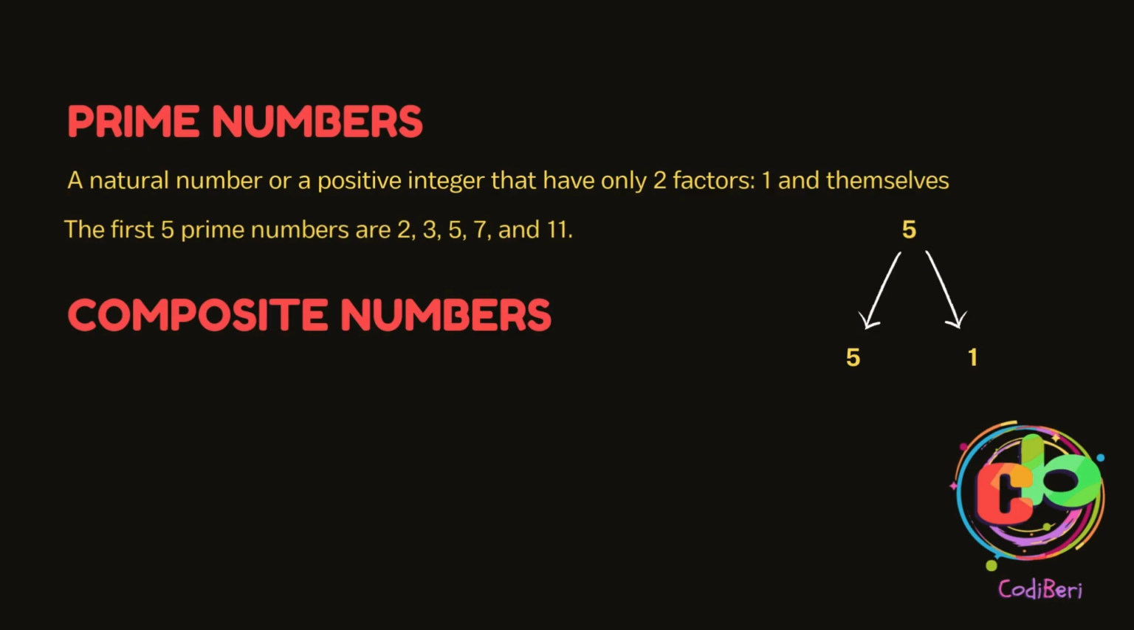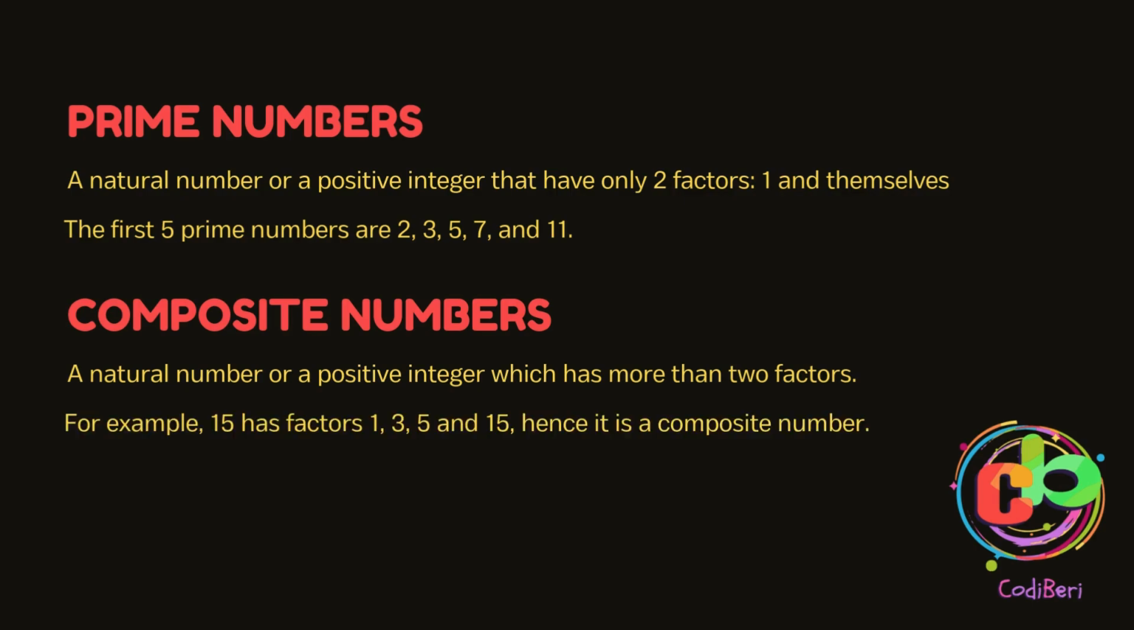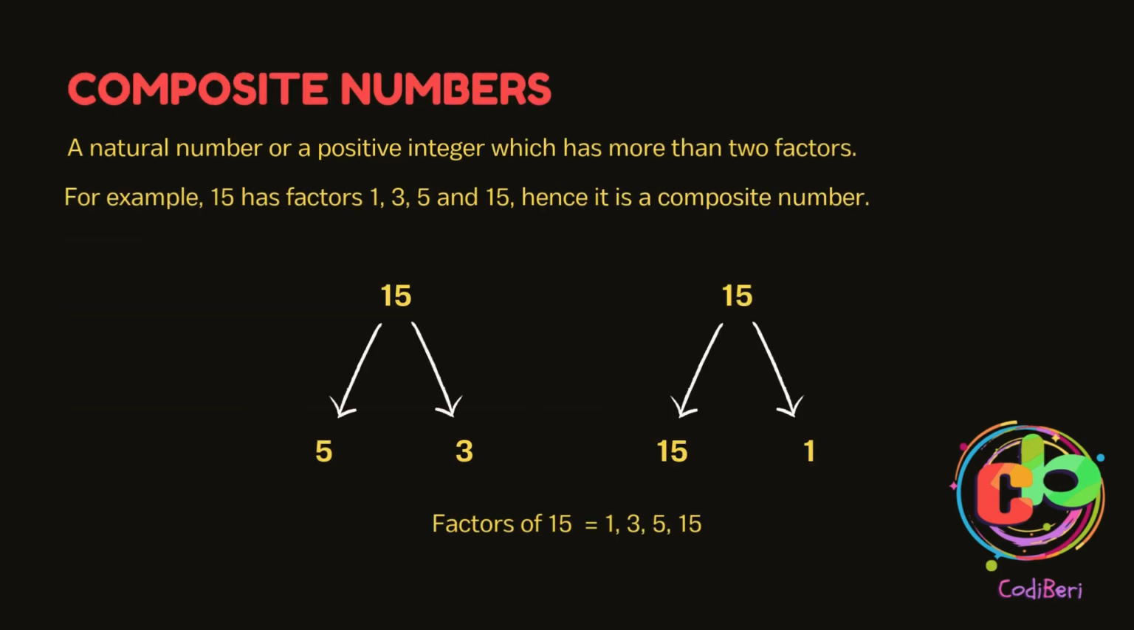Then composite numbers. These numbers have more than two factors. For example, 15. Here are the factor trees of 15. Remember that factors come in pairs. The factor pairs of 15 are 3 and 5, the first factor pair, and the second factor pair is 15 itself and 1. So here are all the factors: 1, 3, 5 and 15.